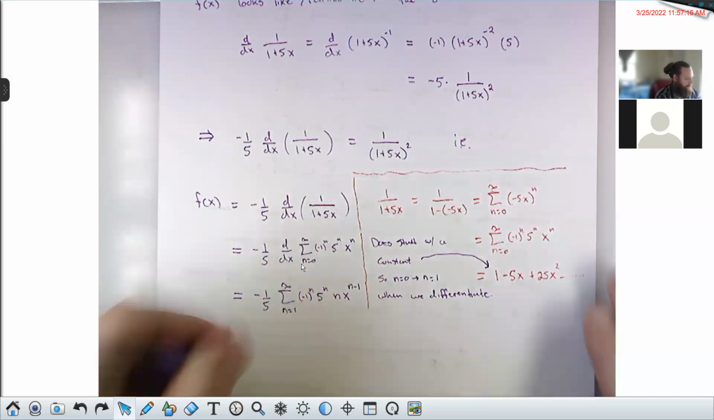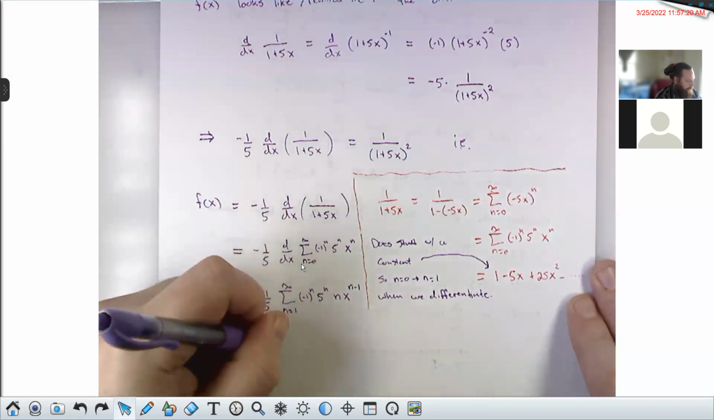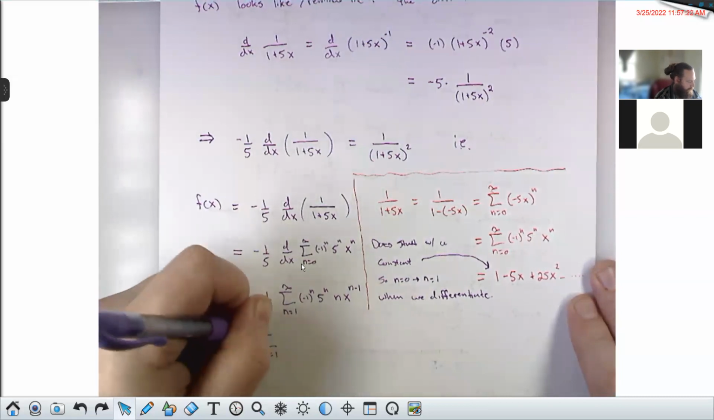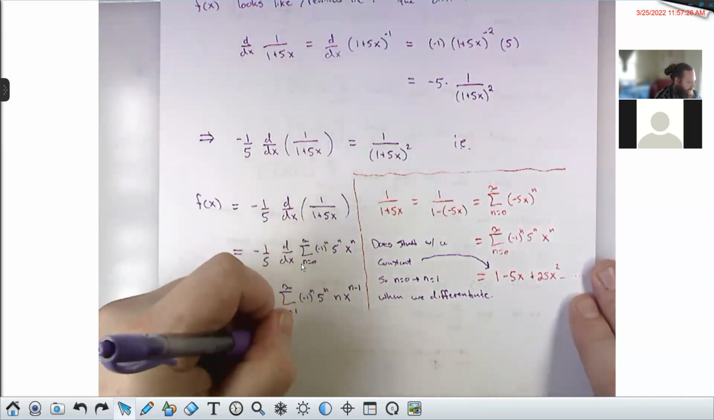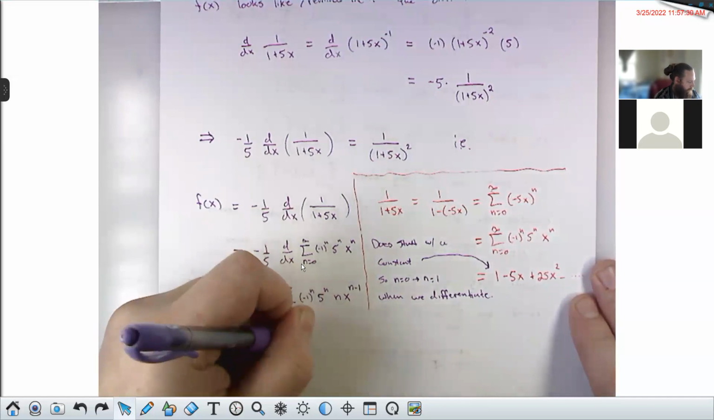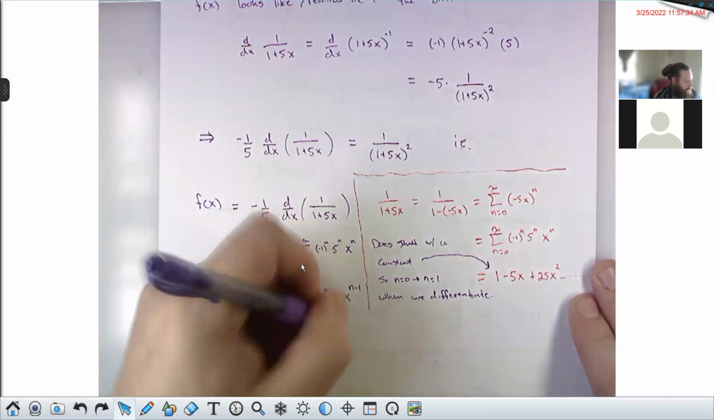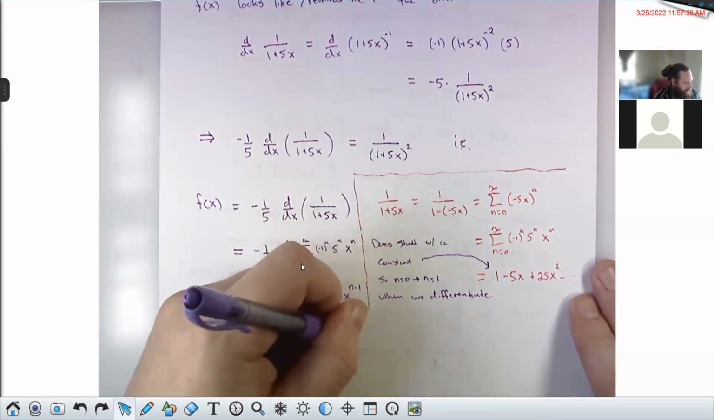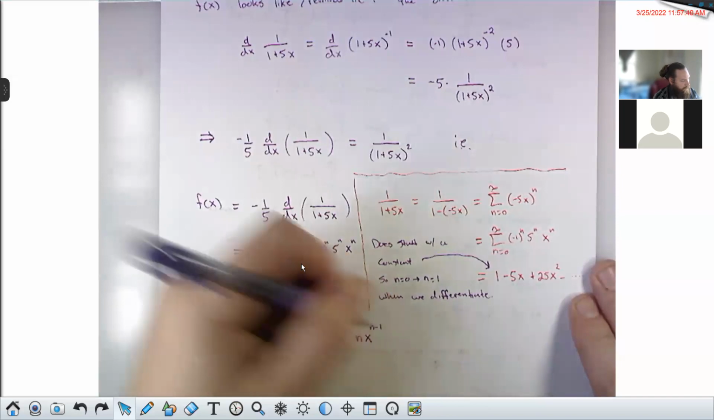Okay. I can push the negative 1/5 inside the series, and I get sigma n from 1 to infinity. I'll write that as negative 1 times 1/5. And then you've got (-1) to the n times 5 to the n, and then n x to the n minus 1.